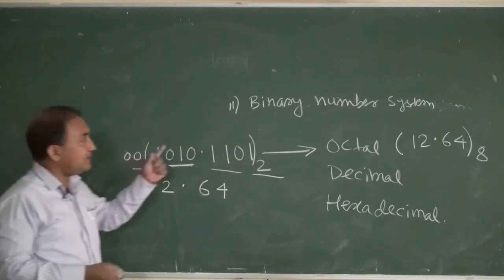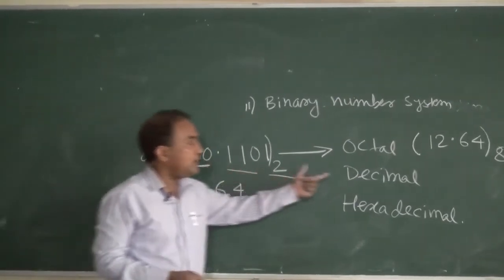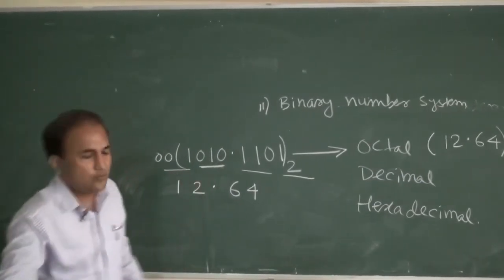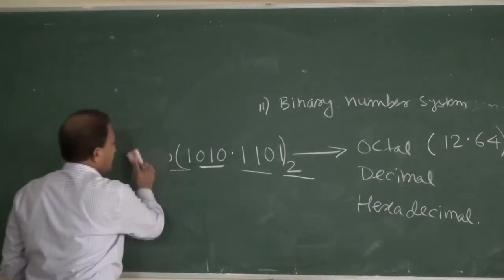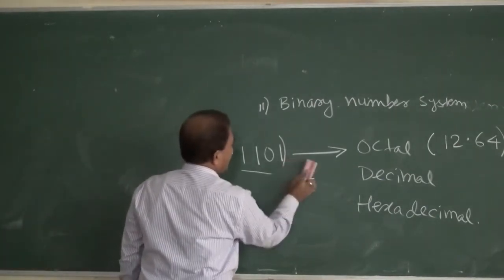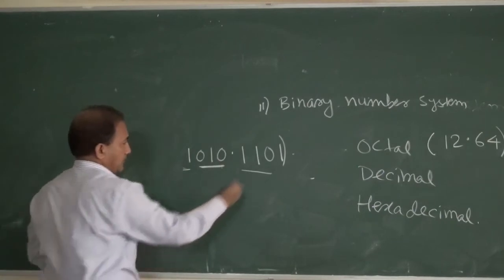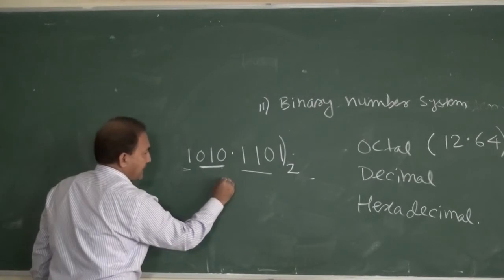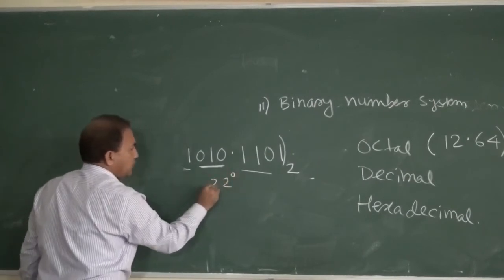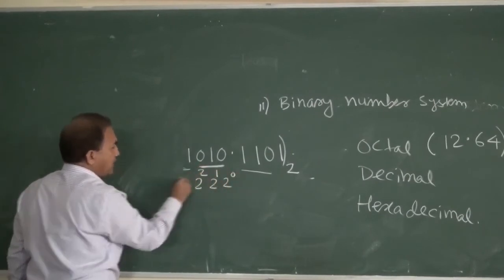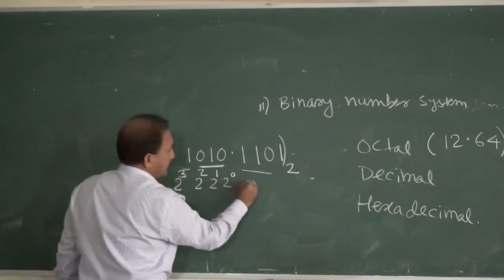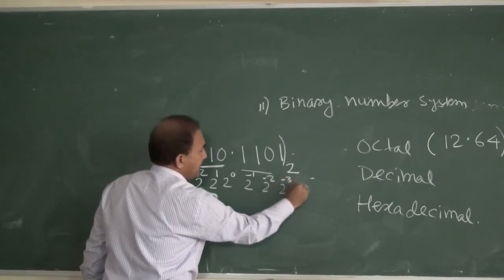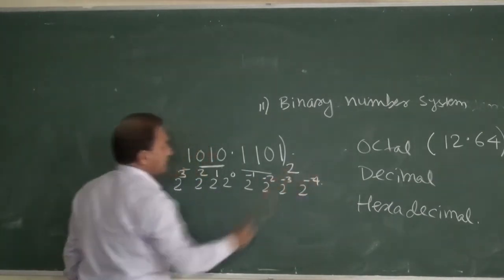Then how can we convert this binary number to decimal? In order to convert a binary number to decimal, we have to write its positional value. It is 2 to the power 0, 2 to the power 1, 2 to the power 2, and here it is 2 to the power 3. 2 to the power minus 1, 2 to the power minus 2, 2 to the power minus 3, and then 2 to the power minus 4.